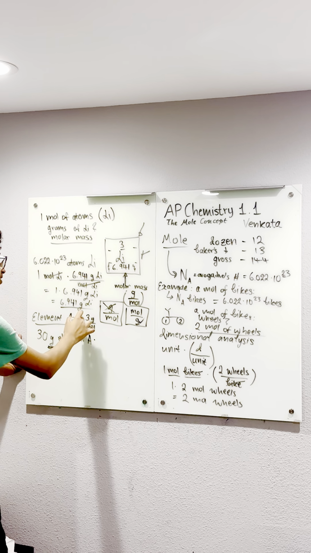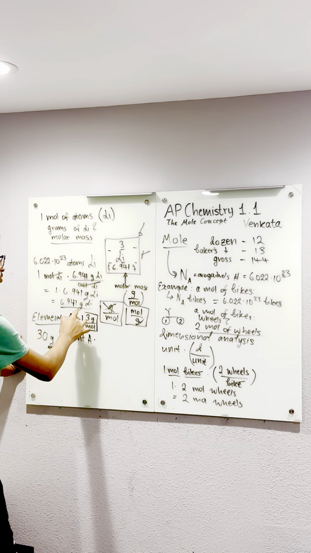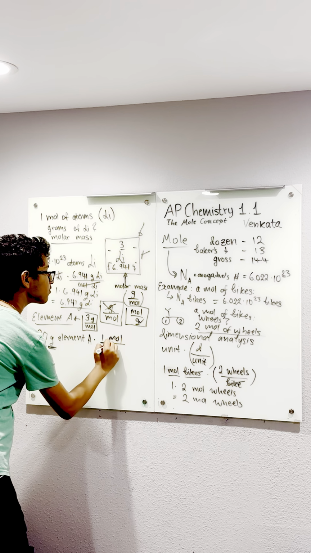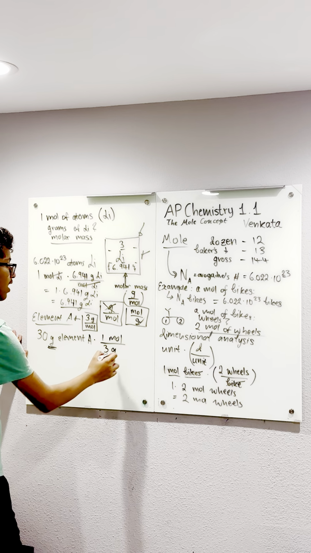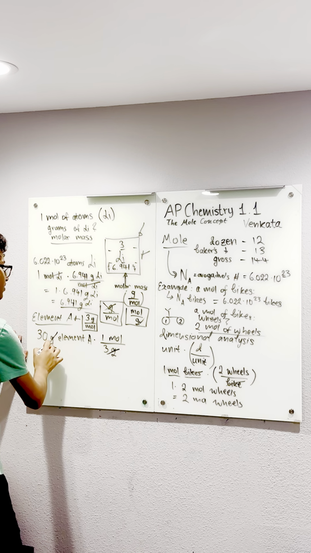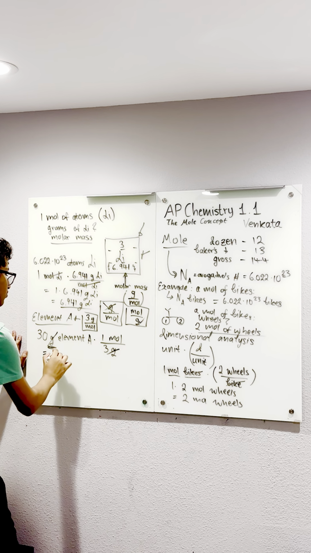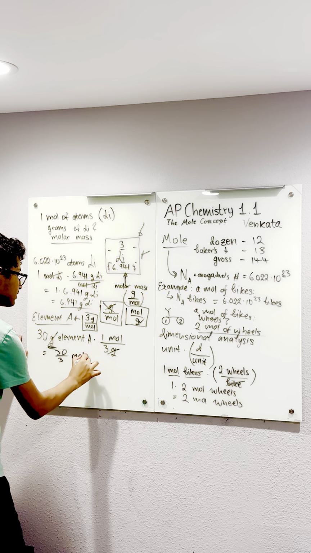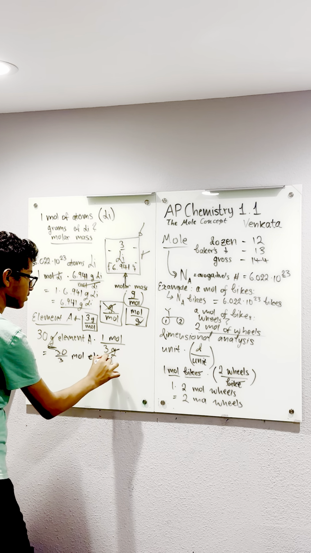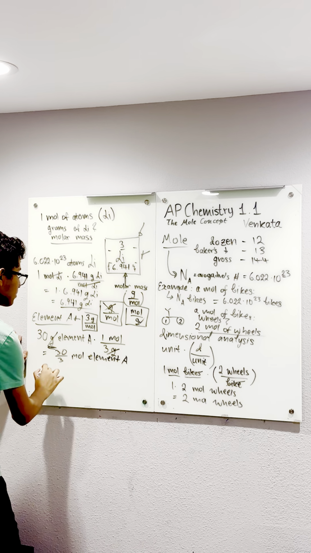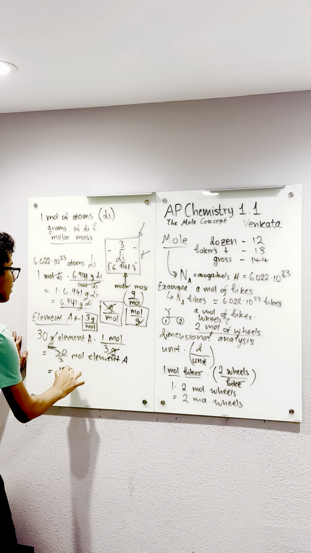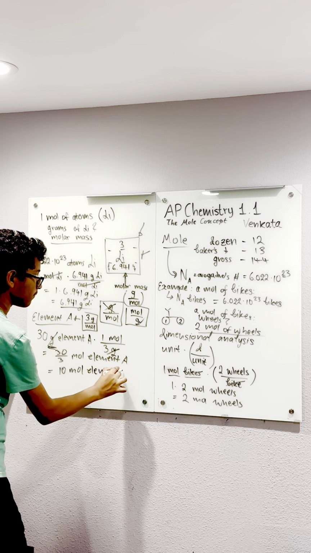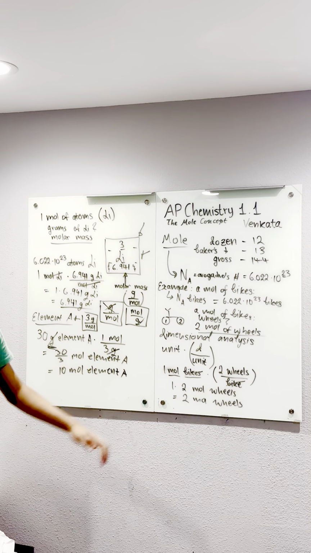So we have to say, instead of 3 grams per mole, which is its molar mass, we have to say 1 mole per 3 grams. And then 3 grams here and grams here cancel, and then that leaves us with 30 over 3 mole element A. And then that just tells us that we have 10 moles of element A. All right, so that is the solution to this problem.